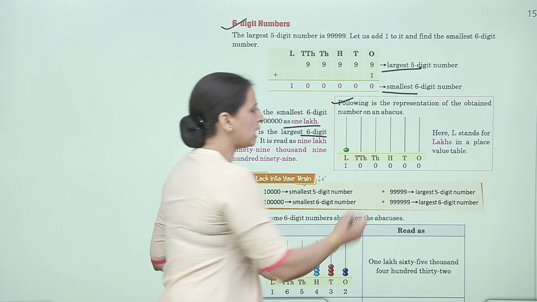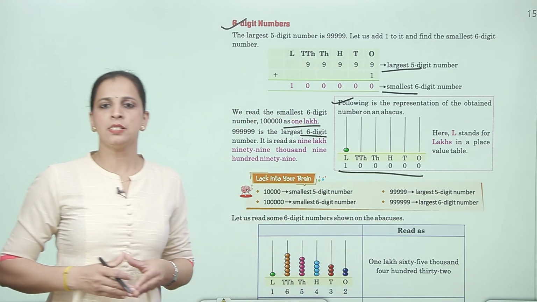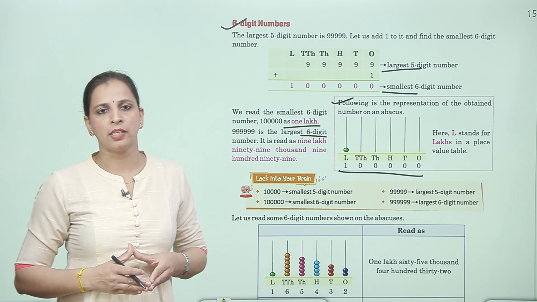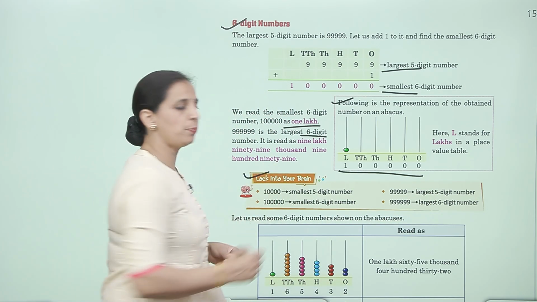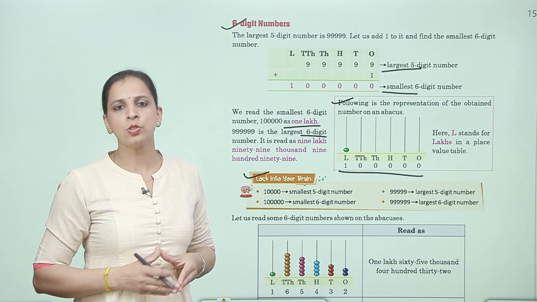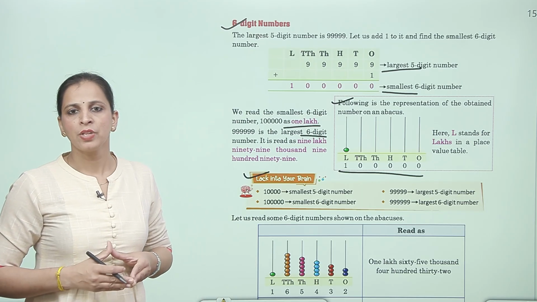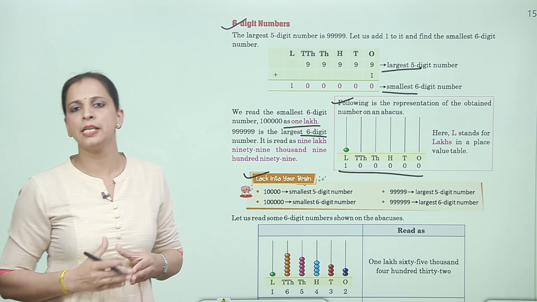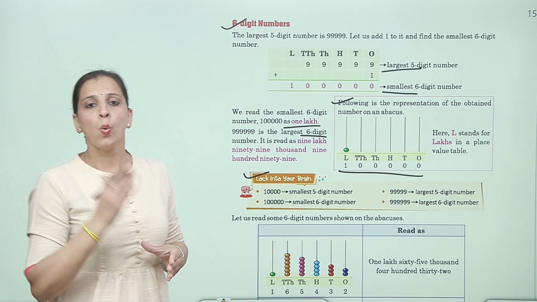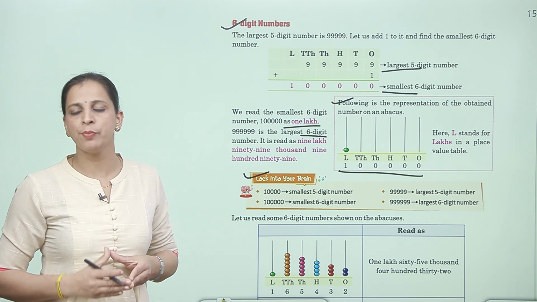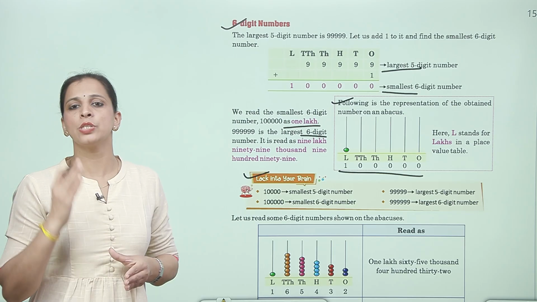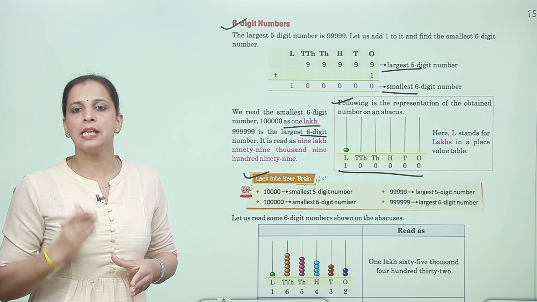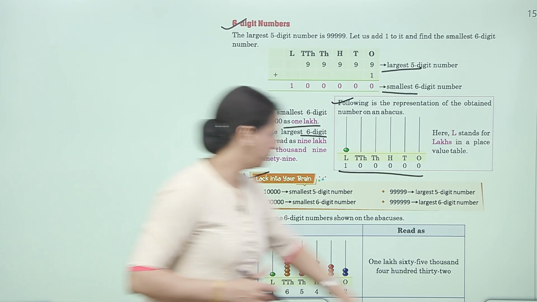Now, the following is the representation of the obtained number on an abacus. Here, L stands for lakhs in the place value table, that is 1 lakh. Now, lock into your brain. 10,000 is the smallest 5-digit number. 99,999 is the largest 5-digit number. 1 lakh is the smallest 6-digit number. 9,99,999 is the largest 6-digit number.